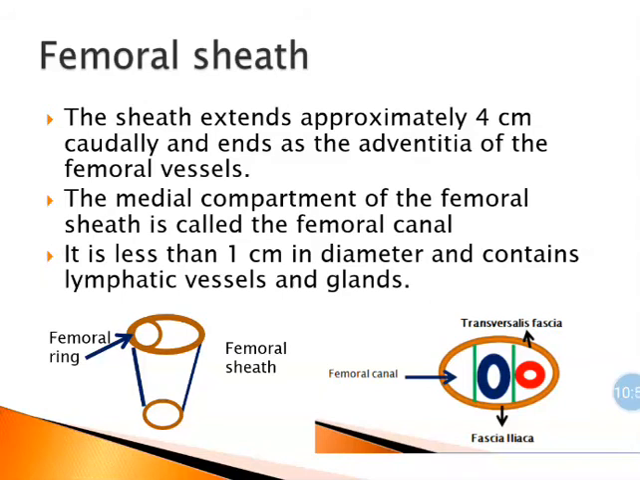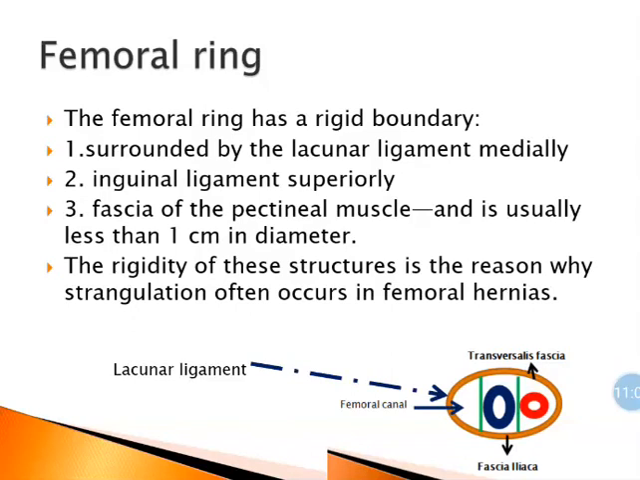So you can see the femoral sheath in the figure. The upper part is the femoral sheath opening, and the medial compartment, the upper end is called femoral ring. Then coming to femoral ring. The femoral ring has a rigid boundary.